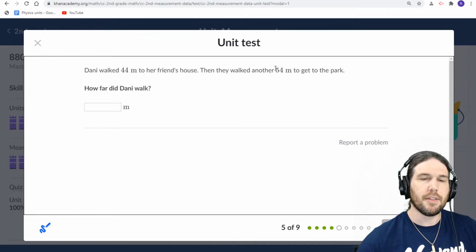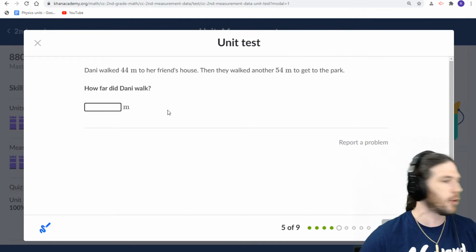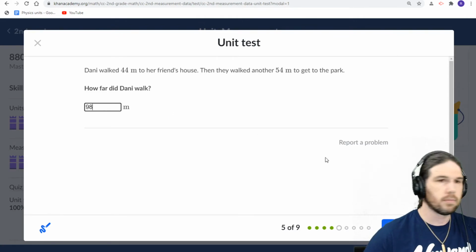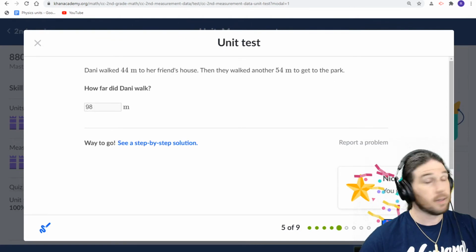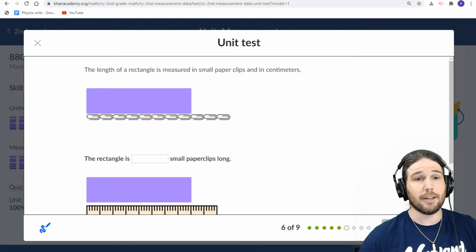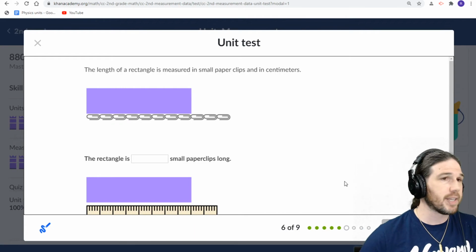44 meters. Then they walked another 54 meters. Just another addition problem. I see 98 meters total. 44, 54 is 90, 4 and 4 is 8. Again, double checking myself before I double wreck myself. Yes, I made that joke.